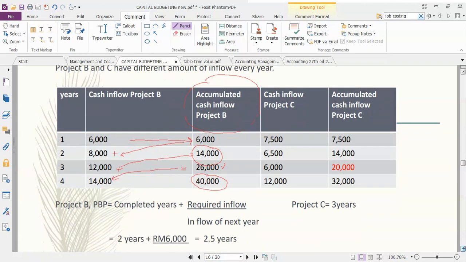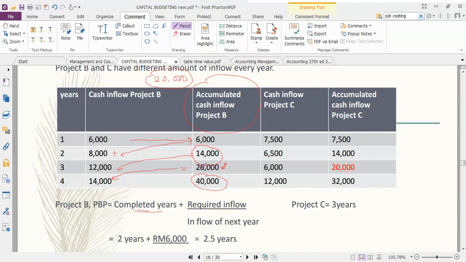So how to calculate for project B? Completed years. Macam mana nak tahu completed years? You must understand the cash outflow for this project is 20,000. On the second year, we just have the accumulation of 14,000 only. Almost to complete the 20,000. Why did we not choose the third year? Because the third year is already more than the initial outflow, 20,000.